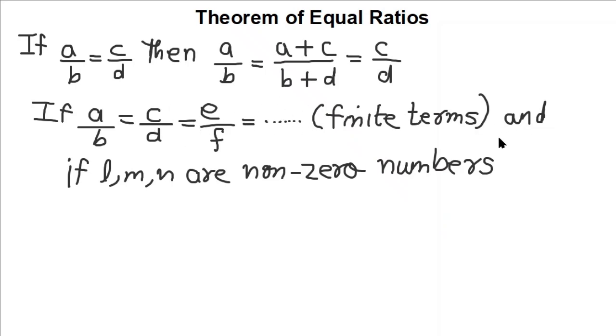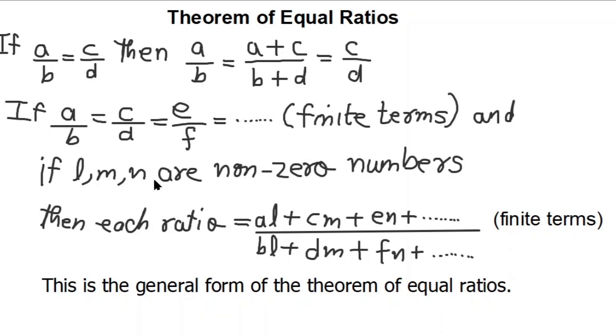If these ratios are equal and if L, M, N are non-zero numbers, okay, then what we will get? Then each ratio, okay, here there are more than 3 ratios. So each ratio will be equal to AL plus CM plus EN plus so on upon BL plus DM plus FN plus so on. Okay. Finite number of terms. So this means the theorem of equal ratios, we can use it for more than 3 equal ratios. So if 3 or more ratios are equal and if L, M, N are non-zero numbers, then each ratio, A upon B, C upon D, E upon F, each ratio will be equal to AL plus CM plus EN plus so on upon BL plus DM plus FN plus so on. Okay, finite terms. So this is the general form of theorem of equal ratios.